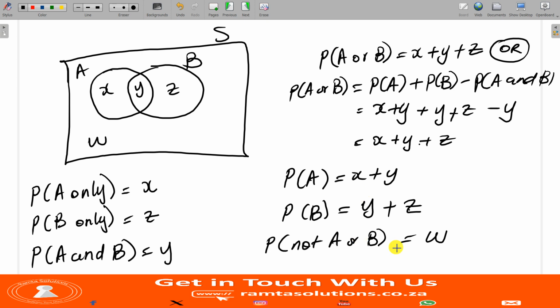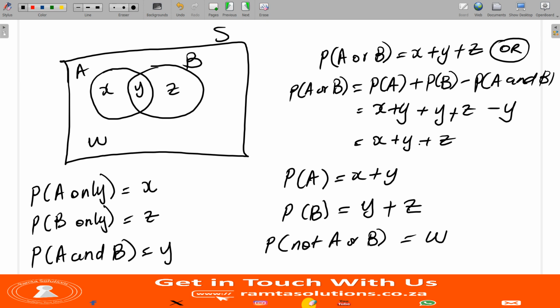So what is W? W is basically the total probability minus these probabilities, the probability of A or B. Maybe I can leave it here. This is your Venn diagram. This is how you will be looking at your Venn diagram.